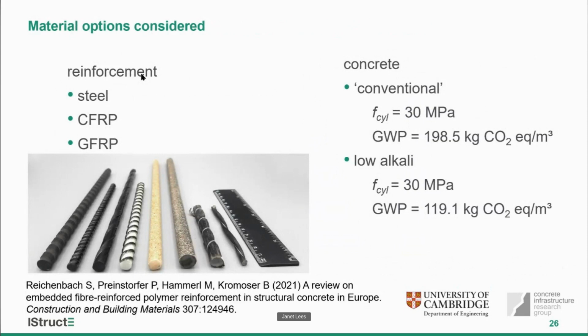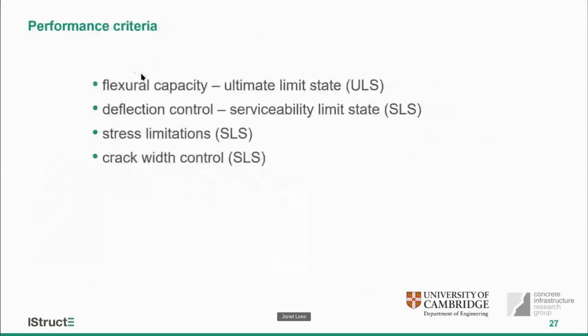considered steel, carbon fiber reinforced polymers, and glass fiber reinforced polymers. And he also considered two concretes, one a conventional concrete and two a low alkali concrete. Now, why low alkali concrete came into the mix, excuse the pun, was that if we're using non-ferrous materials, potentially we don't need the high alkalis, the protection for the steel embedded, and so that allows maybe more opportunities about other types of concretes that can be used in conjunction with FRPs.